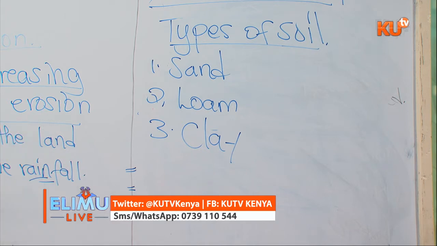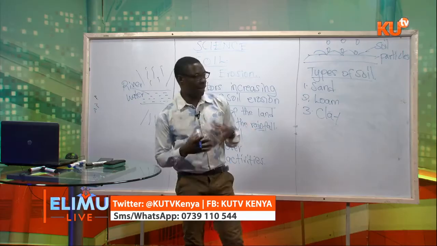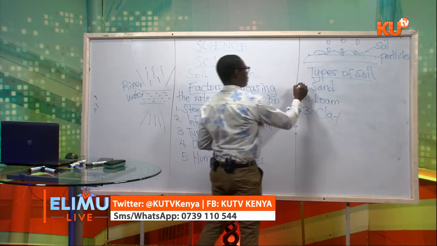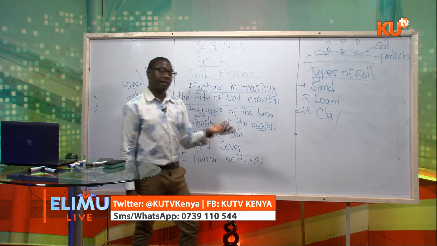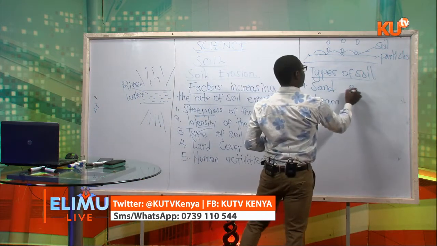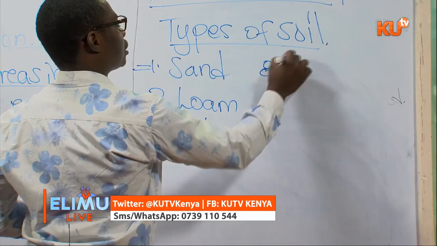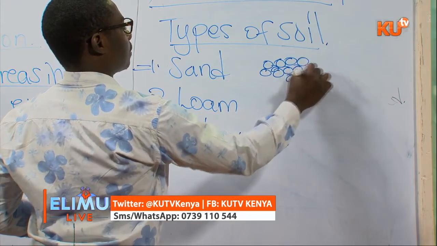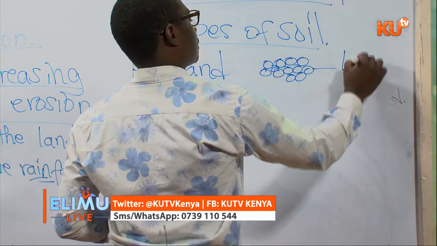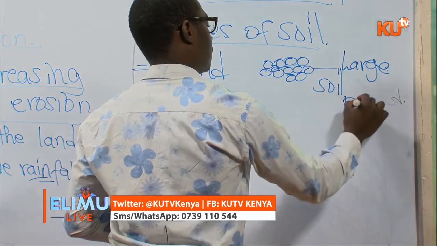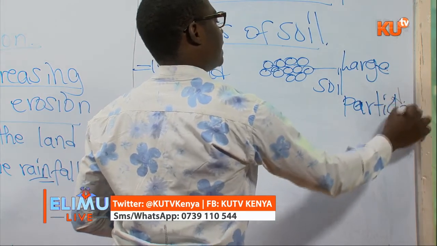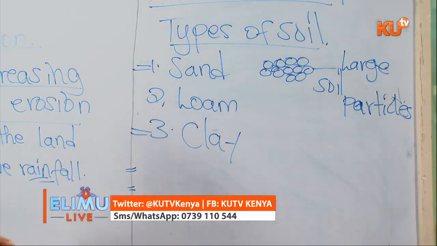It determines the rate of soil erosion because we look at the soil structure. How is the soil compacted? Based on that, we concentrate on these 2 types of soil. So we have sand soil and we have clay soil. You realize that sand soil has large soil particles, and these soil particles are loosely attached.